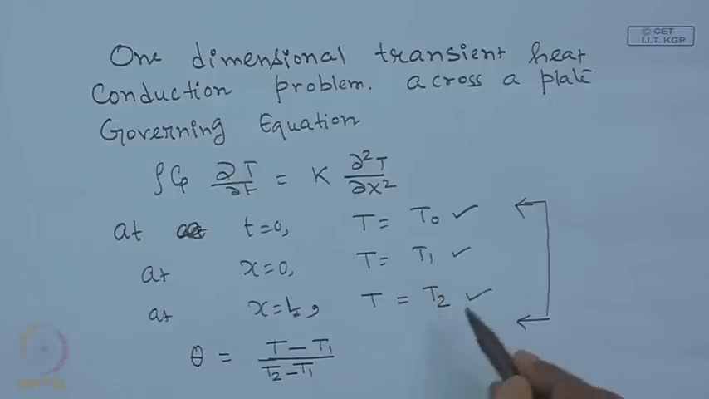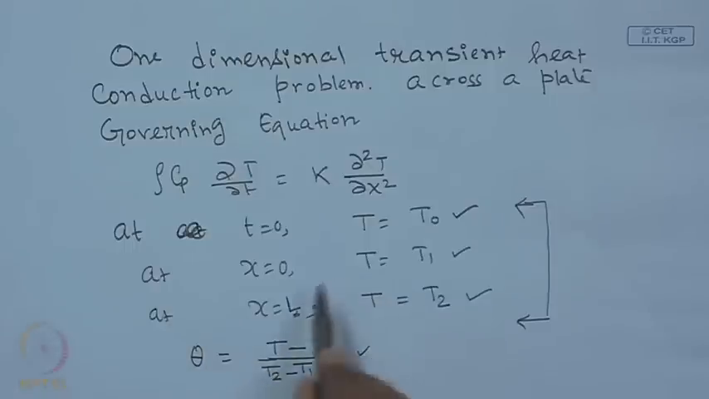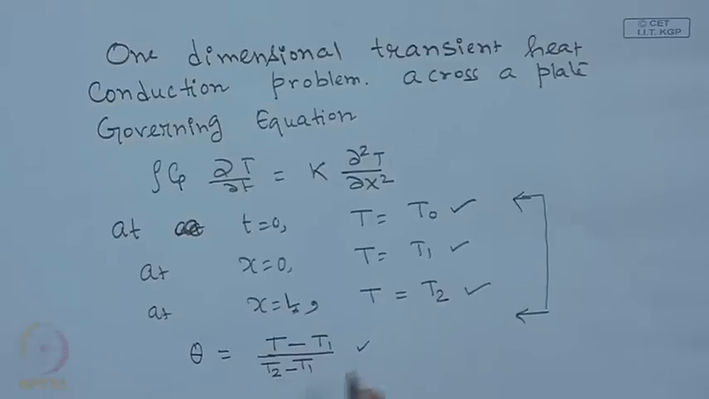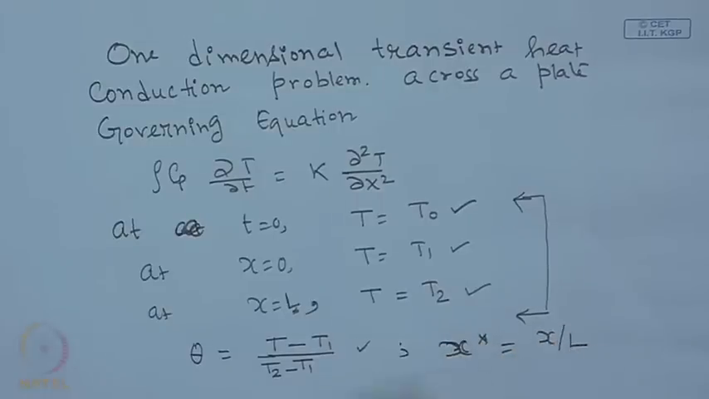So, please try to understand this point. If we do not do anything, this problem will have three sources of non-homogeneities. By defining this non-dimensional temperature, we can force the boundary condition at x is equal to 0 to be homogeneous, and the number of non-homogeneities will be brought down from 3 to 2. So, we define a non-dimensional temperature theta is equal to T minus T 1 divided by T 2 minus T 1. We define a non-dimensional distance as x star is equal to x over L.